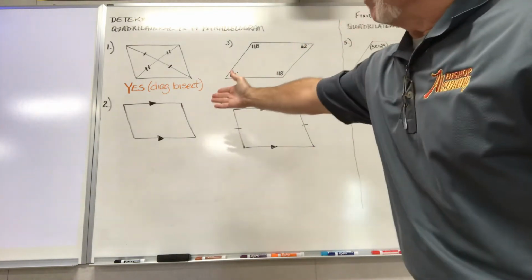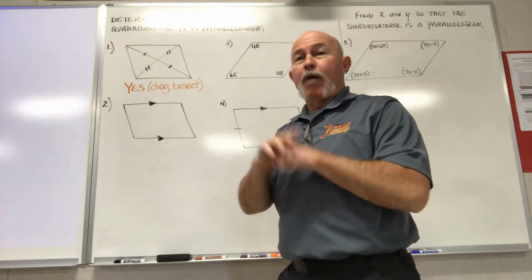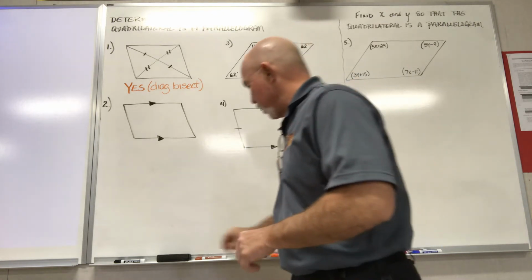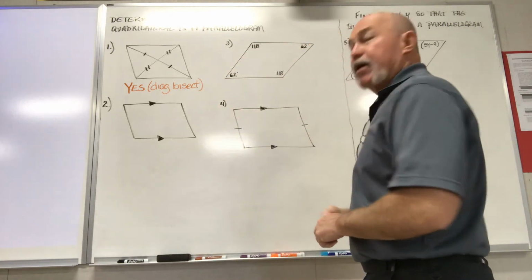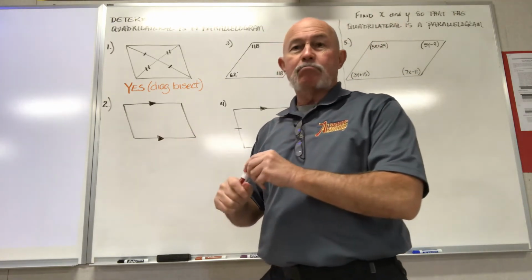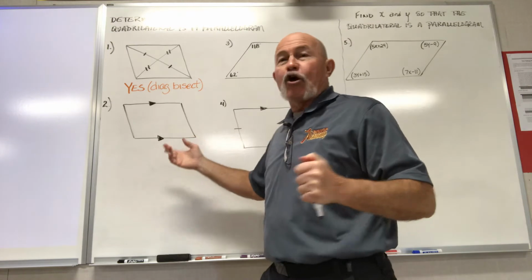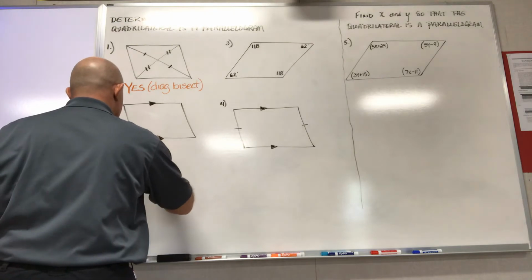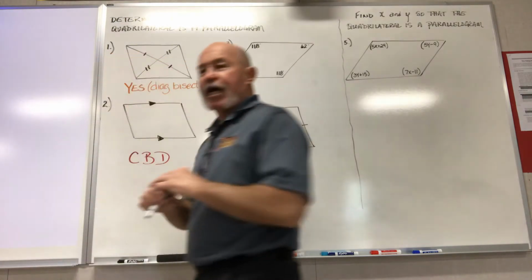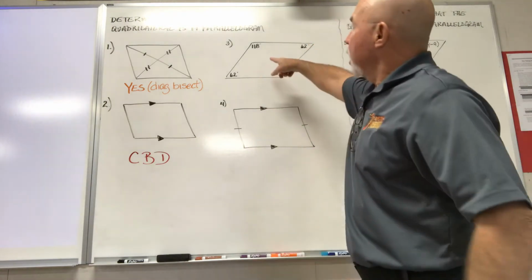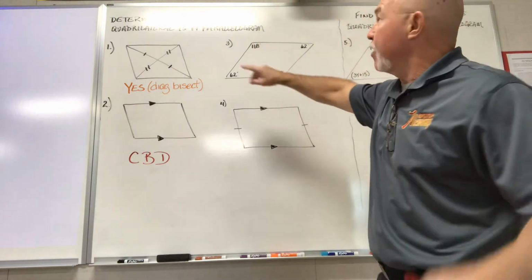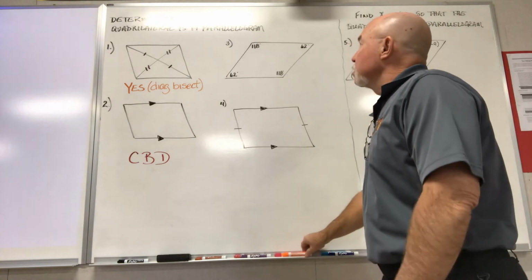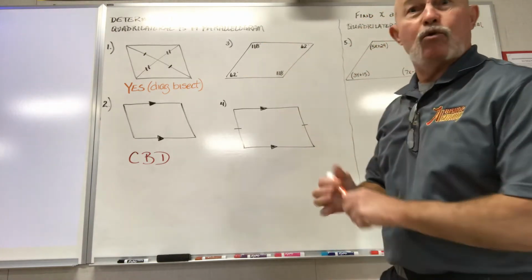Look at number 2. We have a pair of opposite sides that is parallel, but we only have one pair. Not enough information. This is the ever popular cannot be determined. Could it be a parallelogram? Sure. It can also be a flamingo, but we can't prove it. Cannot be determined. Okay, we've got a 4-sided figure, so we got a quadrilateral. Opposite angles are congruent. 118, 62, 62. Ooh, we got a yes.